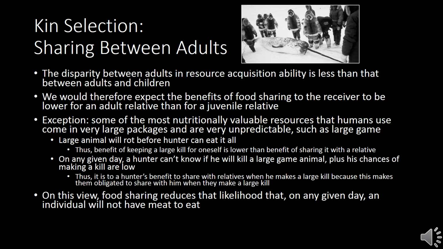Thus, it's to a hunter's benefit to share with his relatives when he makes a large kill, because he makes them obligated to share with him when they make a large kill. On this view, food sharing reduces the likelihood that on any given day an individual will not have meat to eat. In sum, then, kin selection theory predicts that humans will give food to kin when the benefit to the relative outweighs the cost to the giver divided by their degree of relatedness, and that these conditions are most likely to be met with resources that are unpredictable and come in very large packages.